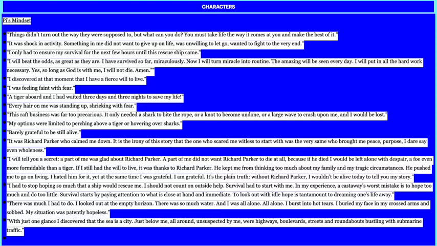So this is what I spoke about earlier, about this transformation, about this shift. He realizes, okay, now I actually have to ensure my own survival. No one's going to help me.